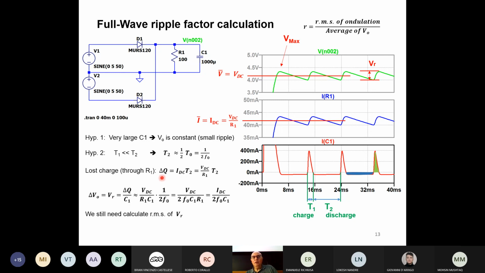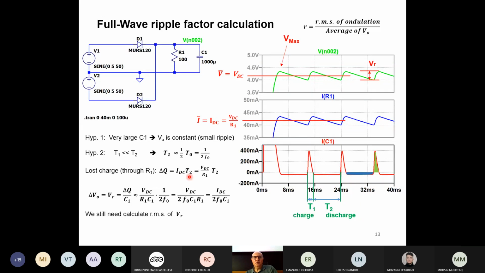Now we must do the integral of the current during one of those two periods. I told you that it's easier to calculate during the discharge, because in this case we must calculate the integral of I(t) dt over the T2 interval. But just because we saw that the current is constant, we can take the current out of the integral. It remains only the integral during T2. And so what we get is basically IDC times T2.